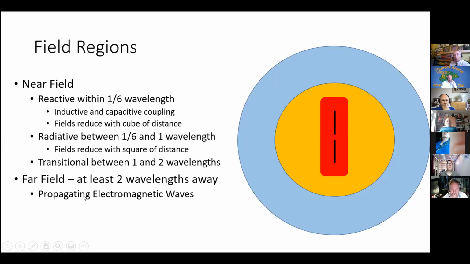All of the individual contributions from separate elements of the antenna have combined, and you have the sort of far field radiation pattern. Closer than that, there are 3 zones. There is what's called the reactive near field within a 1/6 of a wavelength. This is where the EMF calculators dare not go, because they cannot treat the antenna as a point source anymore, and you have to add up the contributions of each element separately. Within that zone, you have inductive and capacitive coupling.